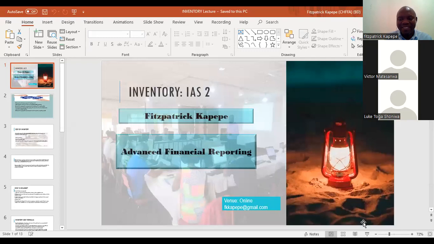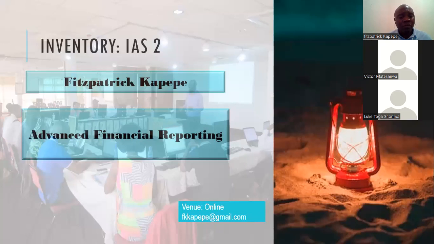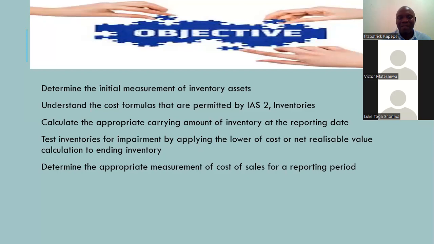pages. In those notes, if you have seen, I've designed them in such a way that we have the frequently asked questions. So on inventory, it's actually managed or guided by IAS 2. So under inventory, what are the objectives?